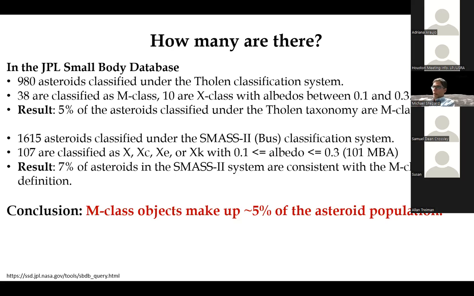If you instead use the SMASS 2 classification, which is also in the Horizons database, there are a little over 1,600 asteroids with that classification.